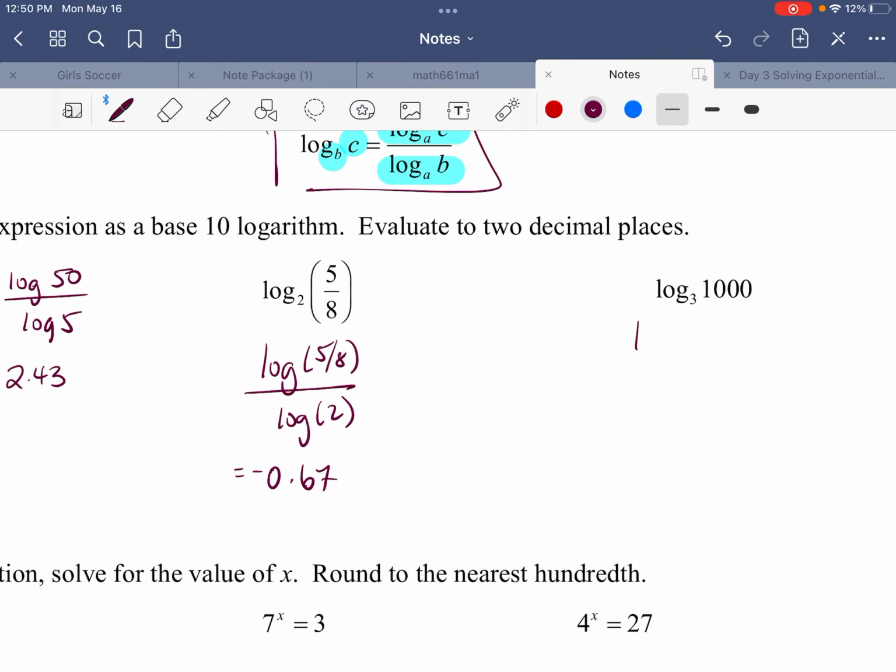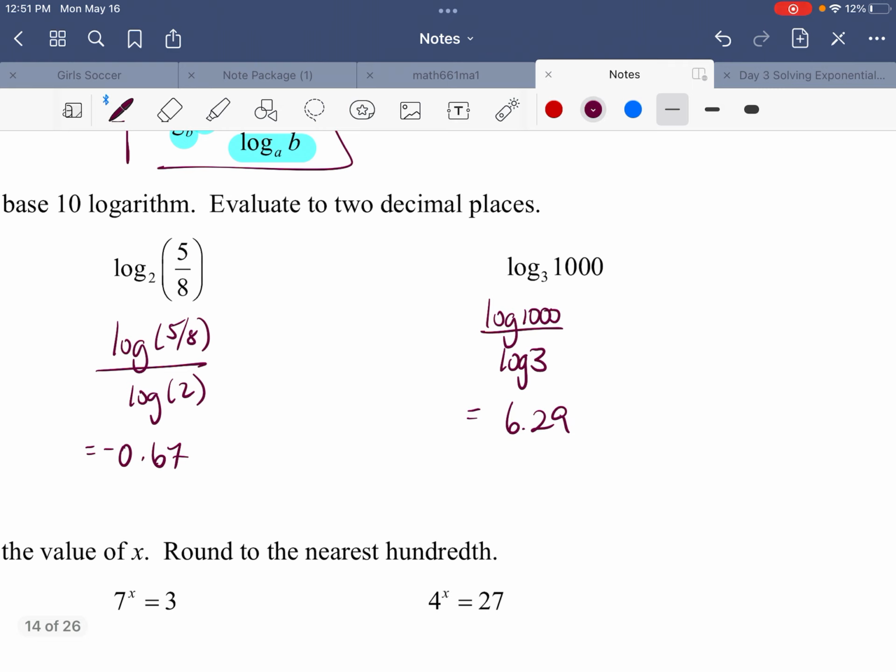And the last one, we can take log of 1,000 and divide that by log 3. This is called the change of base. And this will evaluate to 6.29. What this means is if you take 3 and raise it to the exponent 6.29, that will equal 1,000. Now it actually won't because we're using a rounded value, but if you use the exact value, you'll get 1,000.